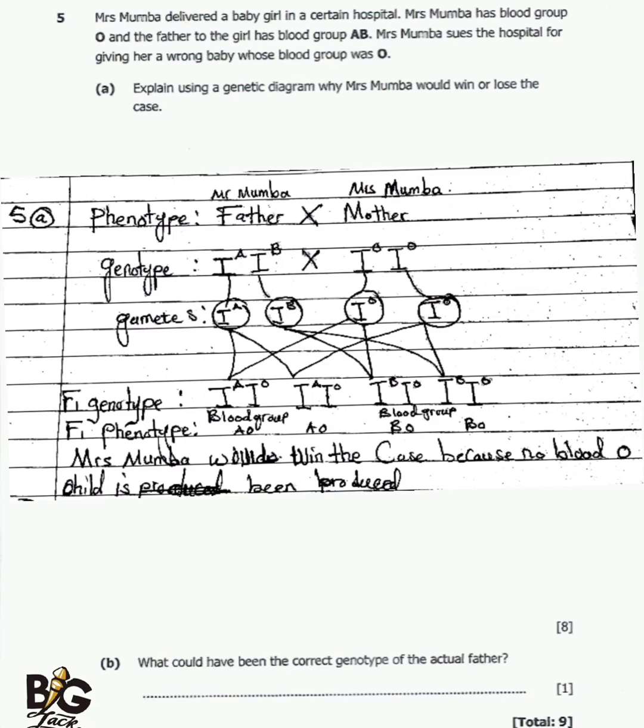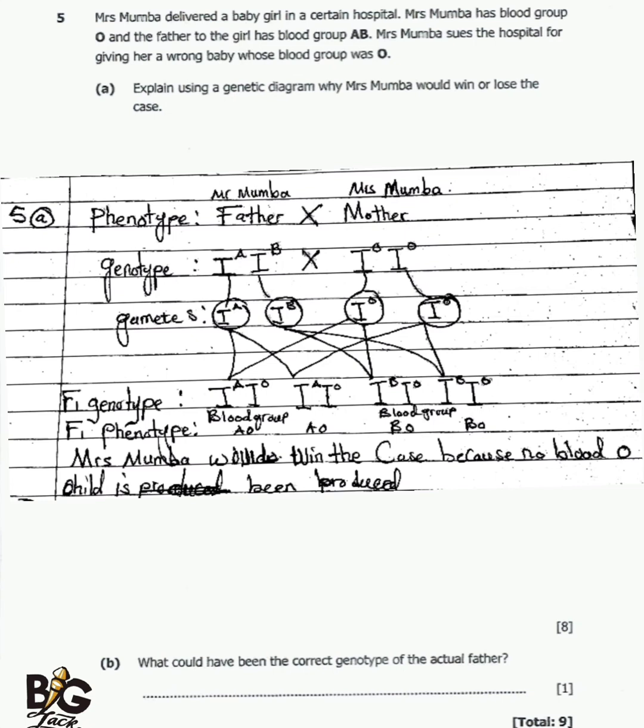F1. So F1 represents the filial 1 genotype. We are going to have blood group A, and on the other side we are going to have blood group B. Okay, that is the phenotype in terms of the alleles. Then F1 phenotype, that is an outward appearance.